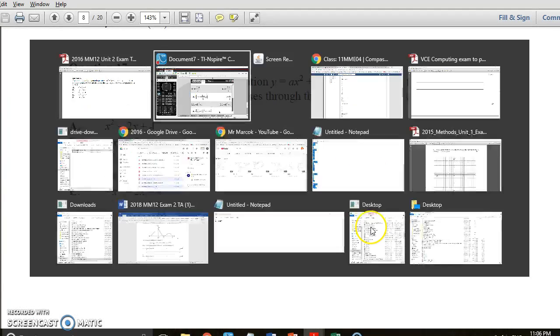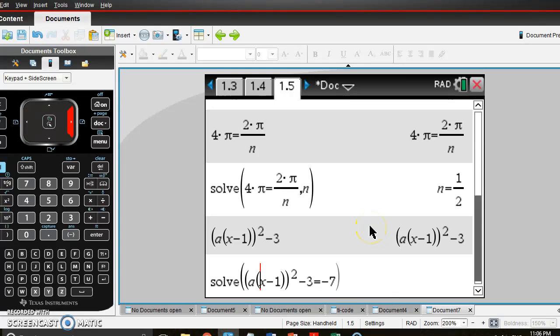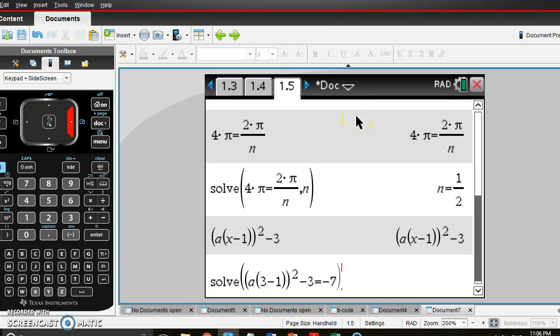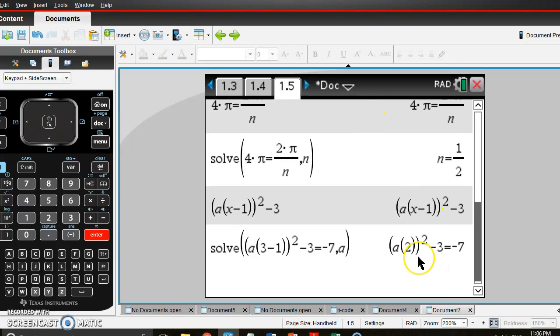This is where we're substituting our values of x and y. So I'm going to change that to 3 because that's what we've got. And then I'm going to solve this for a. I'm going to close that, and it tells me that, oh no, that's no good, because there's a squared there. Okay, let's rewrite this. Yeah, this is no good. Oh, I didn't need this first bit.